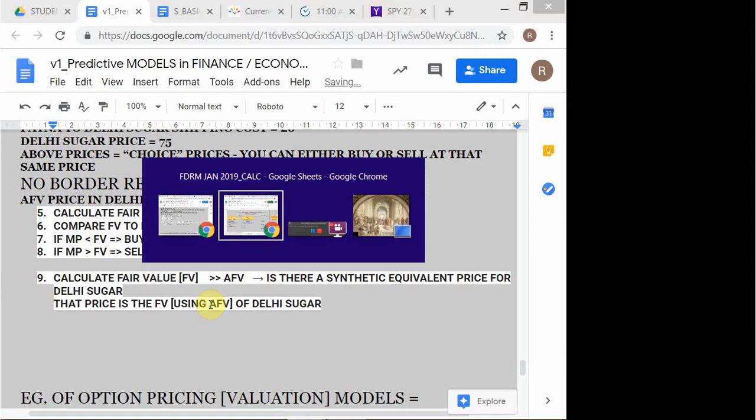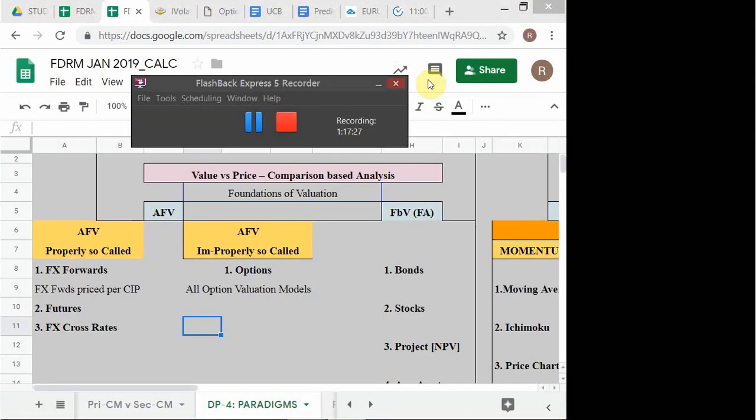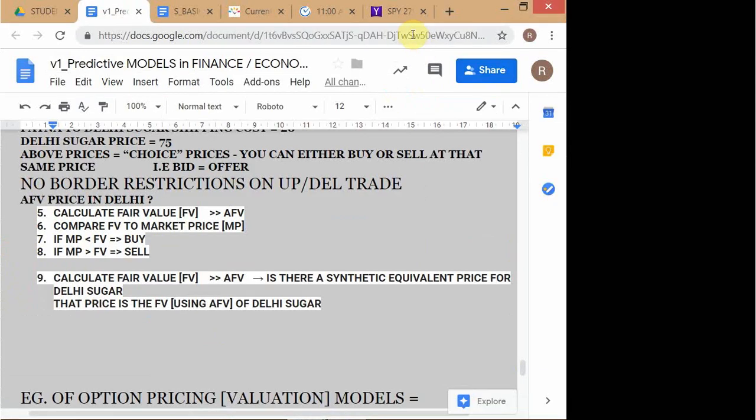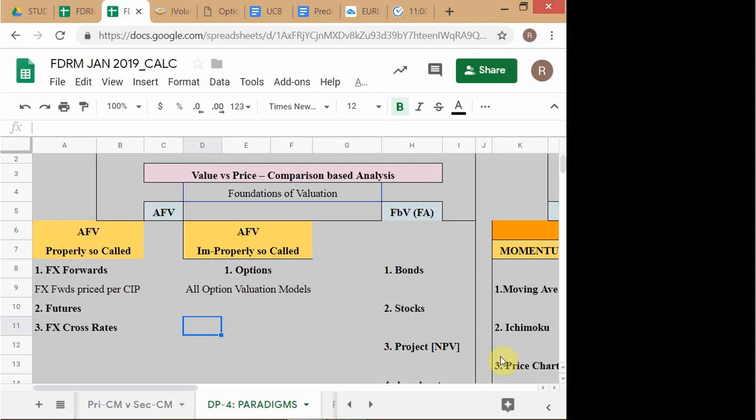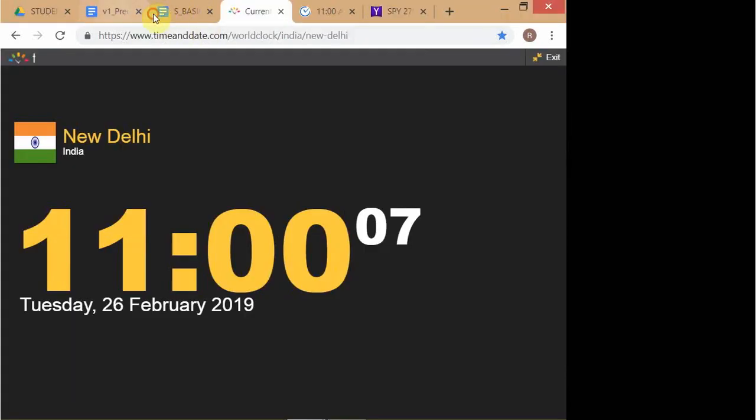Okay, who was the person saying done, sir, done? Who? Jasprit. Okay, one minute. Let's complete this one part, okay?